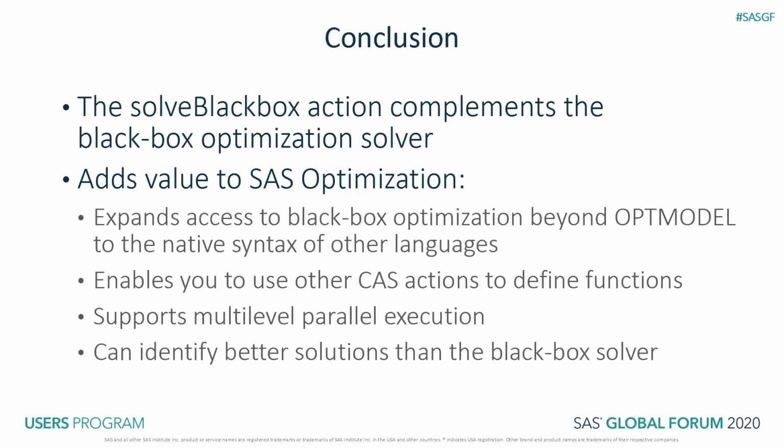As we've seen, the solveBlackbox action is a valuable addition to SAS Optimization. It broadens the scope of programming languages you can use to express optimization models, and it also significantly widens the range of problems you can solve. It helps you make much more effective use of parallel computational resources in solving those especially challenging optimization problems. And lastly, in some cases, the solveBlackbox action can help you pursue innovative solution methods that can find even better solutions.